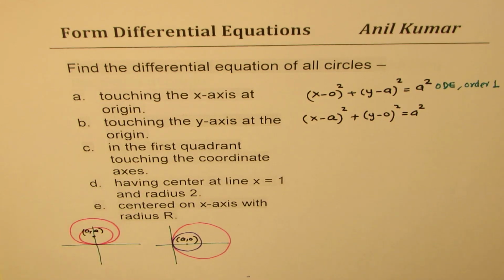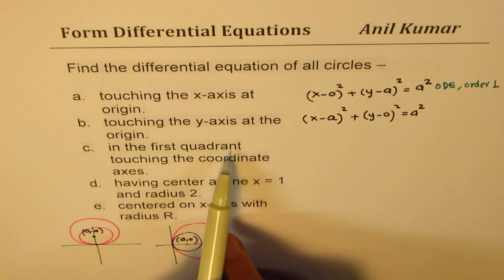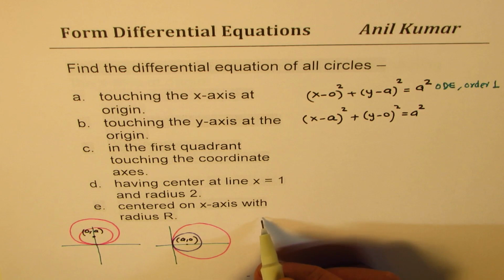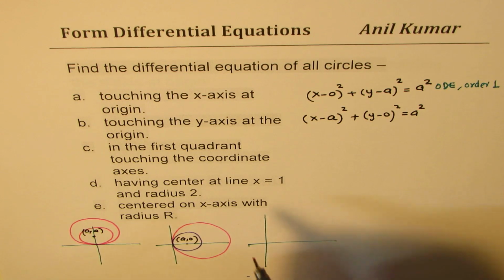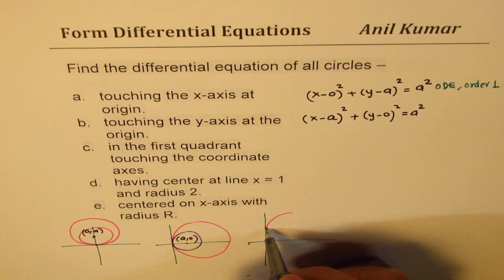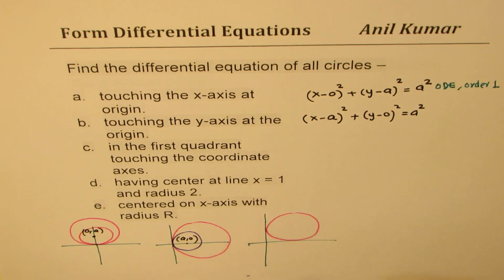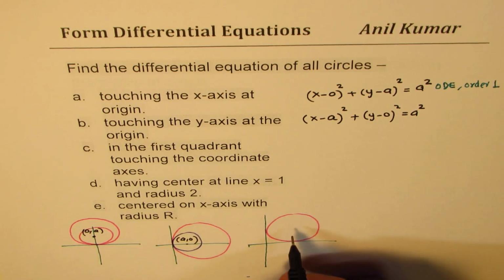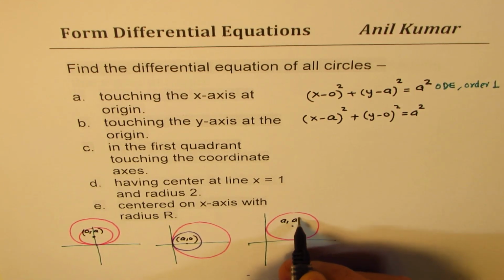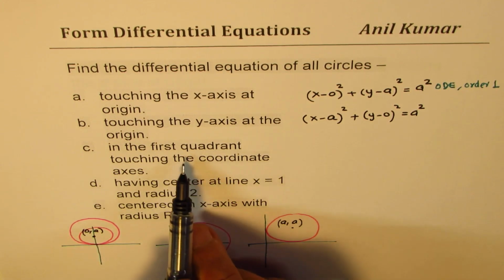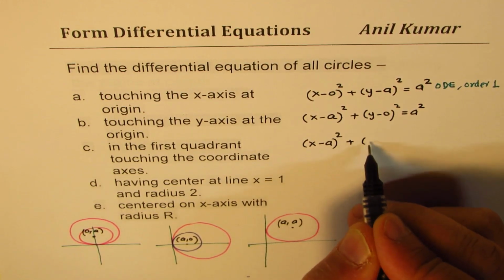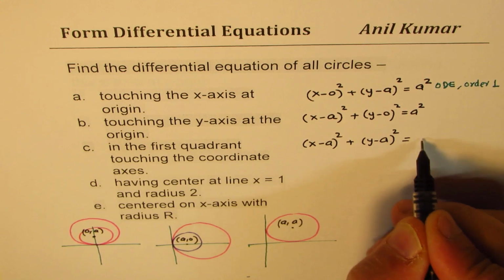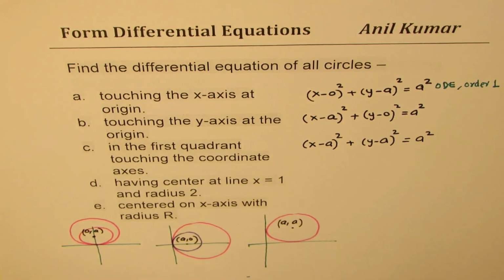Part C, we're talking about a circle in the first quadrant touching the coordinate axis. That means both x and y. But all the circles are in quadrant 1. So in this case, condition is something like this. We have a circle which is kind of like this. Both x-axis and y-axis are tangent to it, right? So the center now will be (a, a), perfect? So that is going to be the center. So in C, we could write equation of circle as x minus a whole square plus y minus a whole square, which is also equal to a square, right?